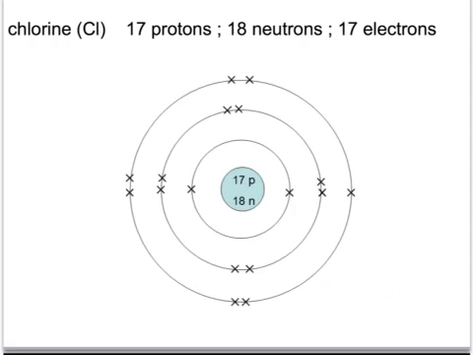Here's one of the isotopes of chlorine. 17 protons and 18 neutrons in the nucleus, and being a neutral atom it will have 17 electrons, 2 on the first shell, then 8, and then 7. So the electronic structure of this one would be 2.8.7.